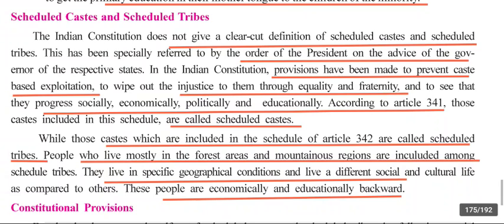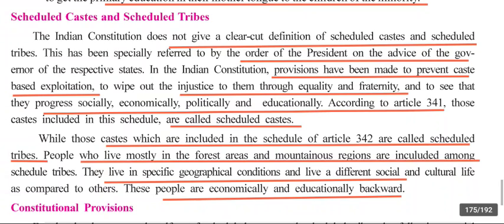So there is no specific definition. Any community which is a part of this Article 341 is called scheduled caste. It's simple as that. So if your community is a part of that Article 341, which I think you can Google, it is open for public, then you can be considered a scheduled caste.